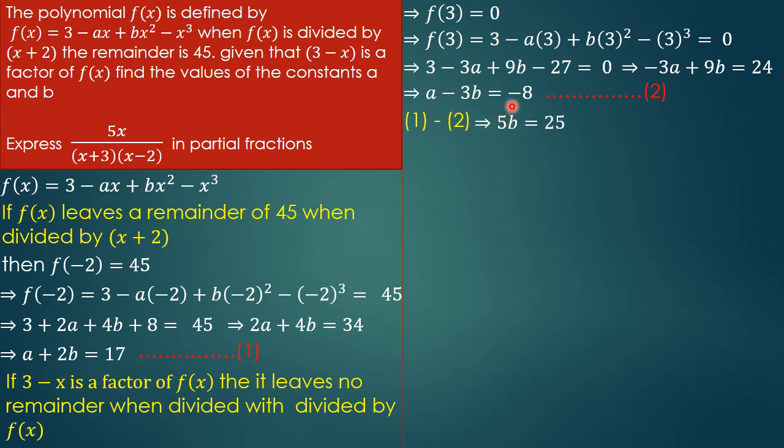So we are going to have 5b equal to 17 minus 8, which gives us 25. That implies if we divide all through by 5, we have b equal to 5. Therefore our b is 5. So if we simply substitute b equal to 5 in equation 1, we have a plus 2 into 5 equal to 17. If we simplify and solve for a, we have a equal to 7.